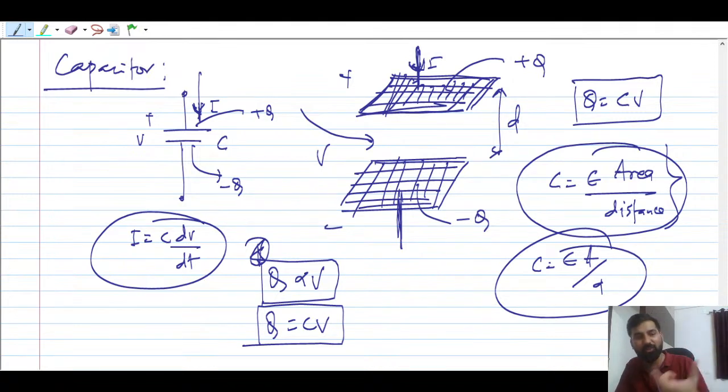So whenever you look at a capacitor, you can see there will be one voltage along with the value of the capacitance, right? You should remember all this, okay? So this is very important.